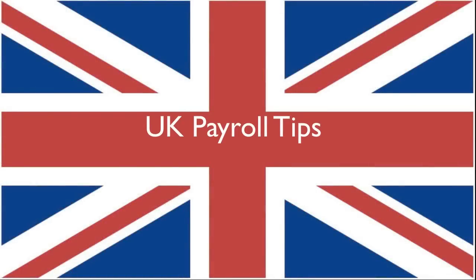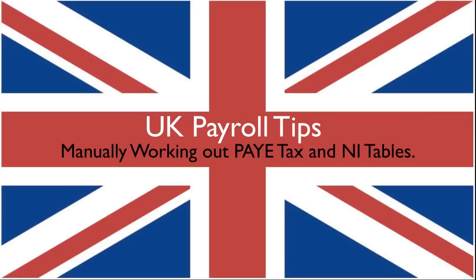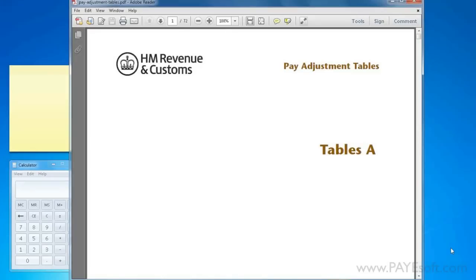In this series of videos I'll show you how to manually work out PAYE tax and national insurance deductions using tables and a calculator. This first tutorial will focus on how to work out free pay using the pay adjustment table supplied by Her Majesty's Revenue and Customs website. Please find the link in the description.